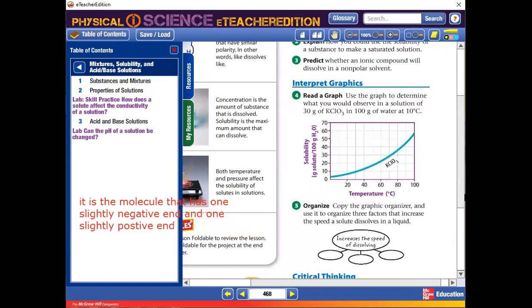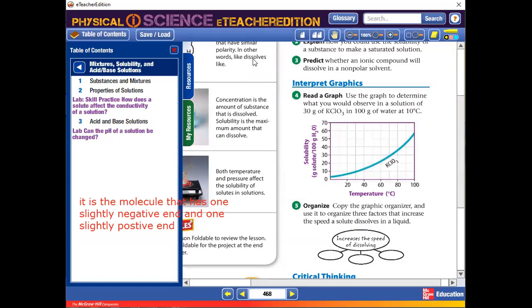So here we find at 10 degrees Celsius, how much potassium chloride dissolves, approximately, at the 10 degree mark? So how much for 30 grams? What's your observation, guys? We have 30 grams of potassium chloride and 100 grams of water at 10 degrees Celsius. What could you observe? Okay, guys, what do you think? You cannot understand the graph.